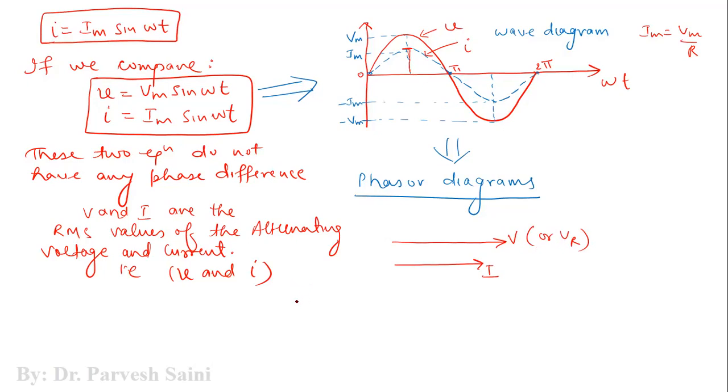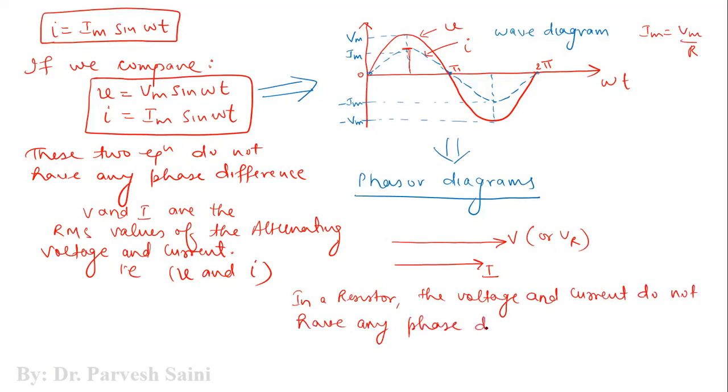So you can say that in a resistor, the voltage and current do not have any phase difference. Or you can also say they are in the same phase. They are in the same phase. This is also what we can say.